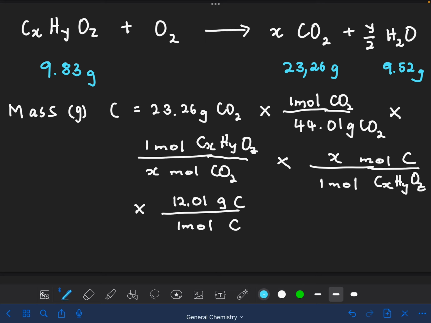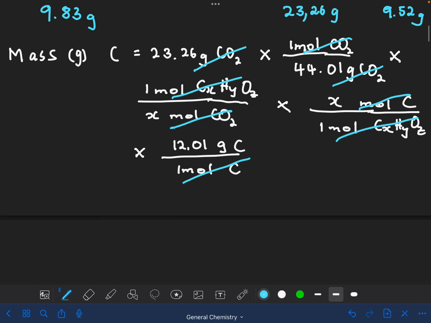Let me explain this if you guys are a bit confused with this technique. Dimensional analysis is sort of going to cancel out the units until you get the unit of interest. So you see the grams of carbon dioxide cancels with the grams of carbon dioxide. The moles of carbon dioxide will cancel here, this and this, this and this. And then our final units will be the mass in grams.